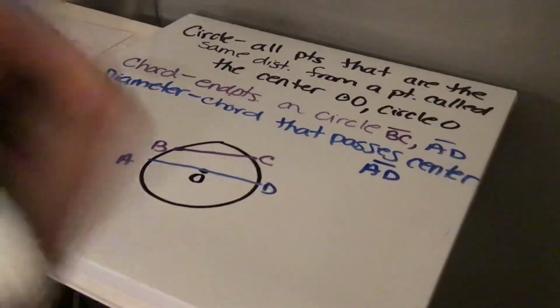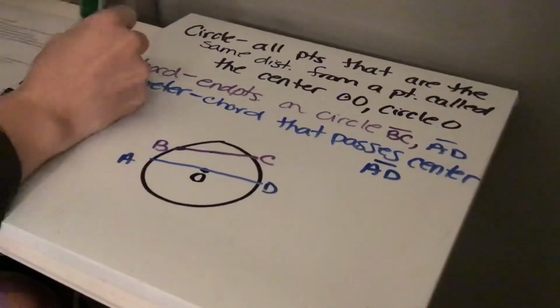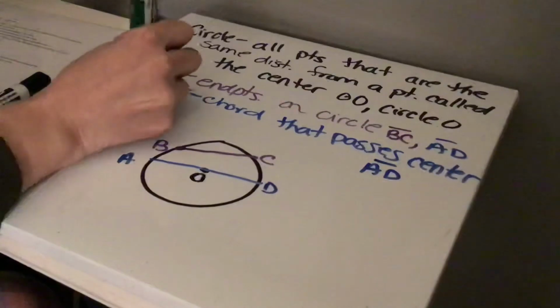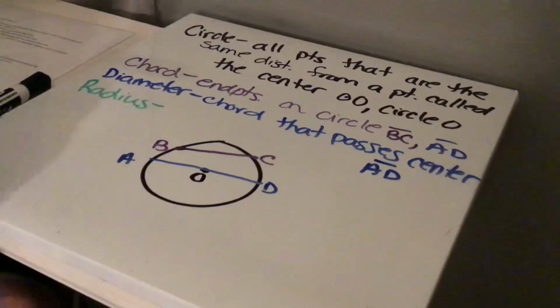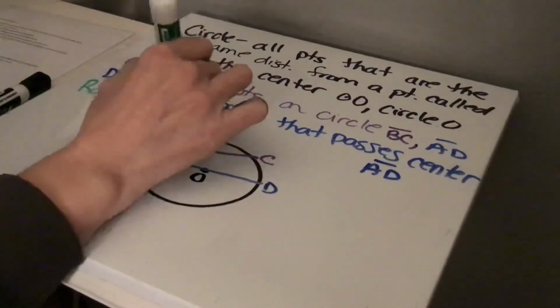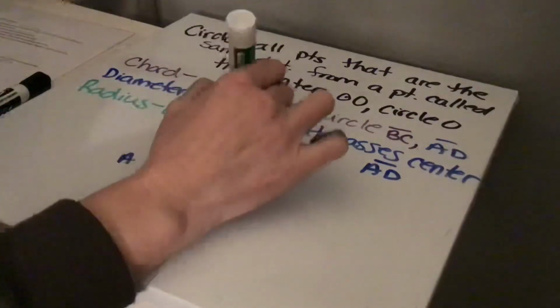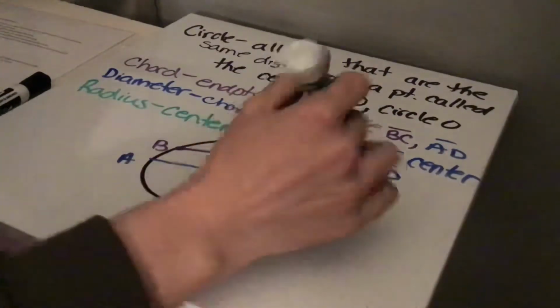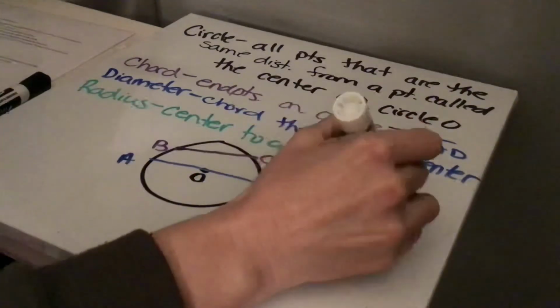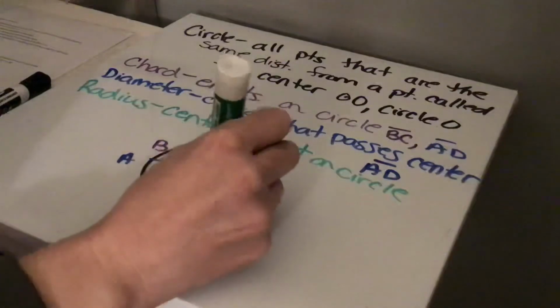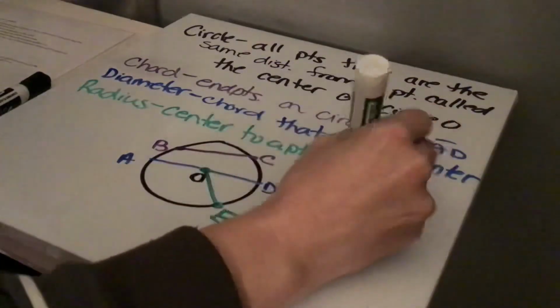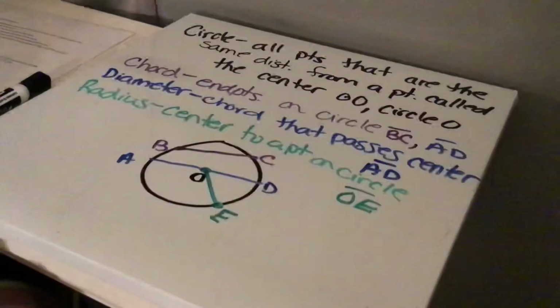Okay, and then we have a radius. And a radius is a segment that goes from the center to a point on the circle. So from the center O, out here to E, we would say OE is a radius, okay?